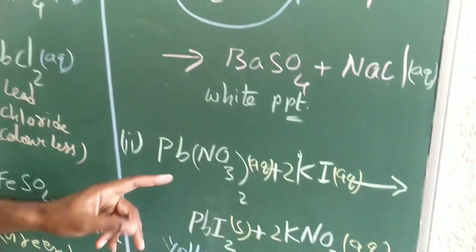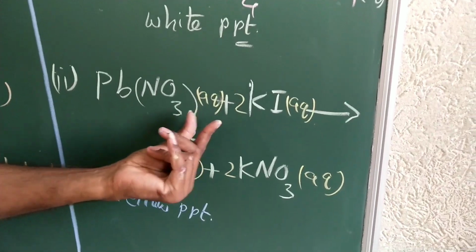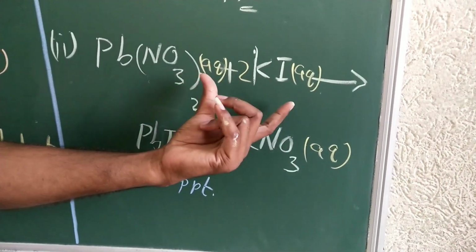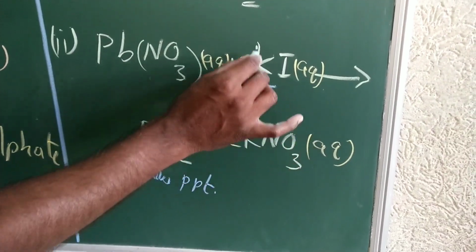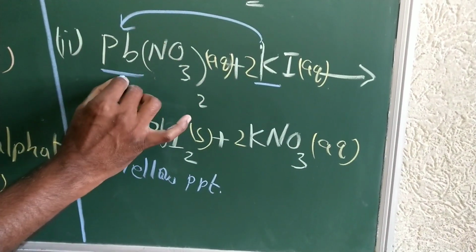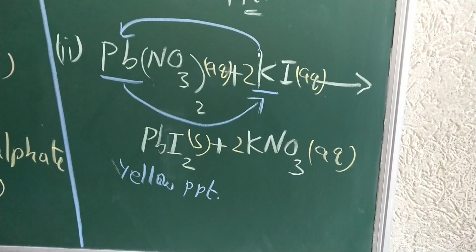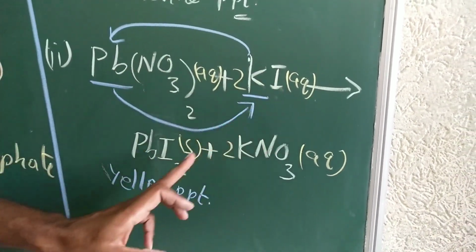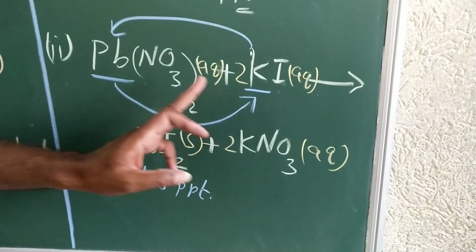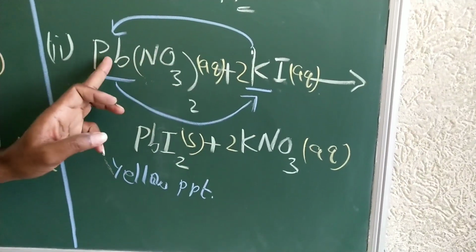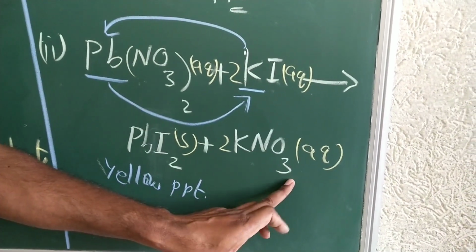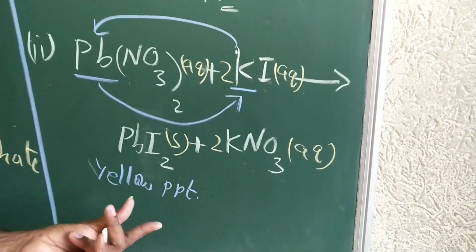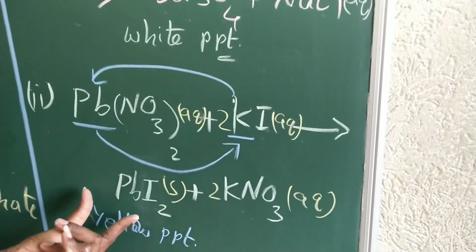One more example is lead nitrate aqueous solution. If you take it with potassium iodide, these two react with each other. Potassium will come and settle in the place of lead, and lead will go and settle in the place of potassium. That's why lead is with iodine, lead iodide, and potassium is with the nitrate, potassium nitrate. Lead iodide is a yellow precipitate, and potassium nitrate is produced. This is also a double displacement reaction.